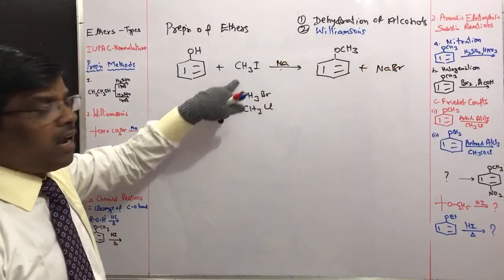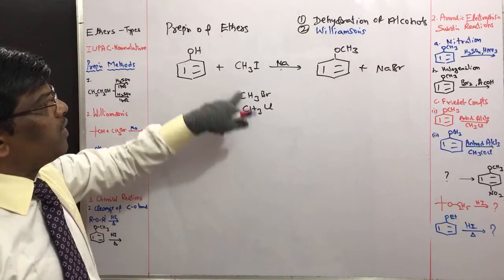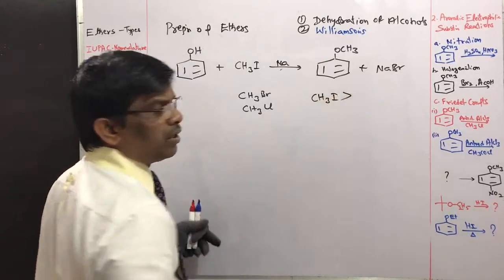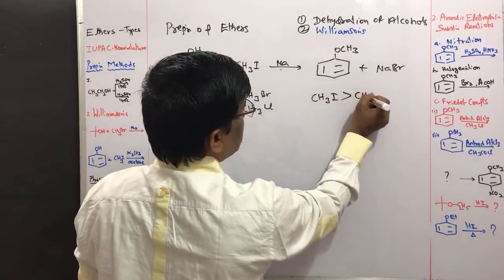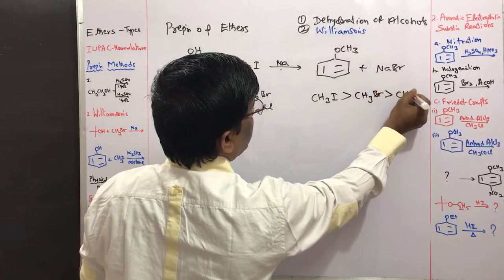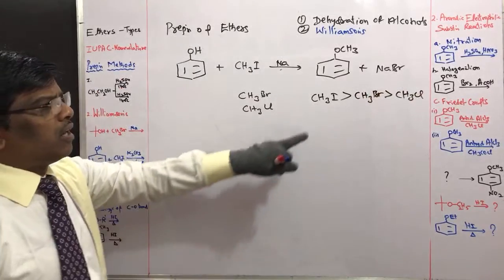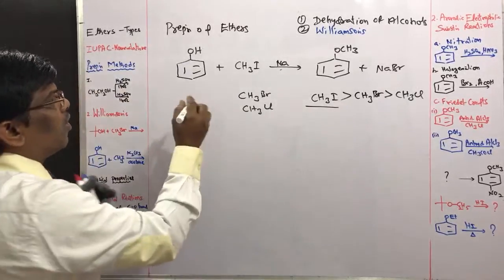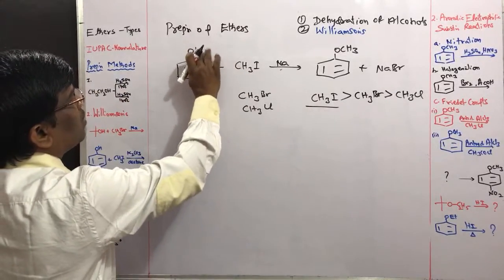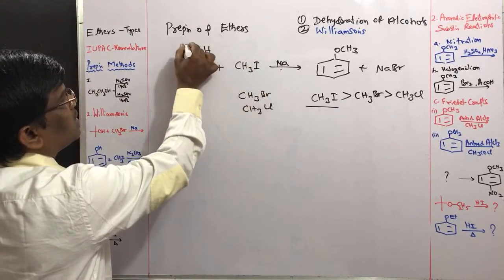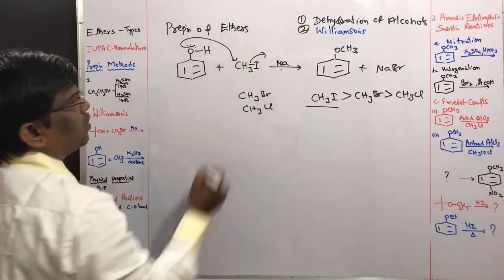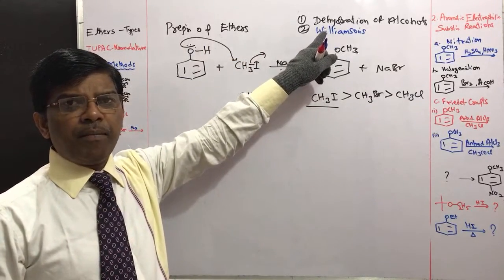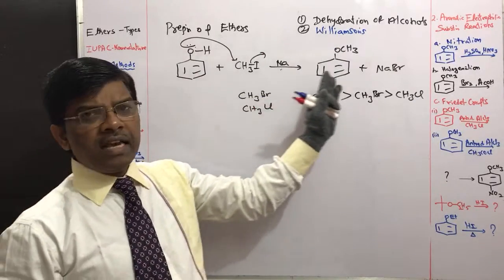I can use methyl iodide, methyl bromide or methyl chloride. However, the reactivity order is like this. Methyl iodide is going to react very fast, then methyl bromide, then methyl chloride. Moreover, methyl iodide comes as a liquid at room temperature, so usually we use methyl iodide. What is the mechanism here? It is very simple. It is going to form this here and it goes out. So this is how Williamson synthesis is a very versatile and important method for the preparation of these ethers.